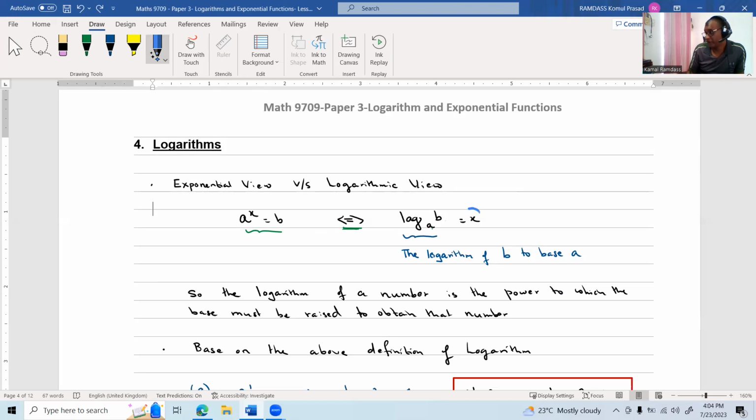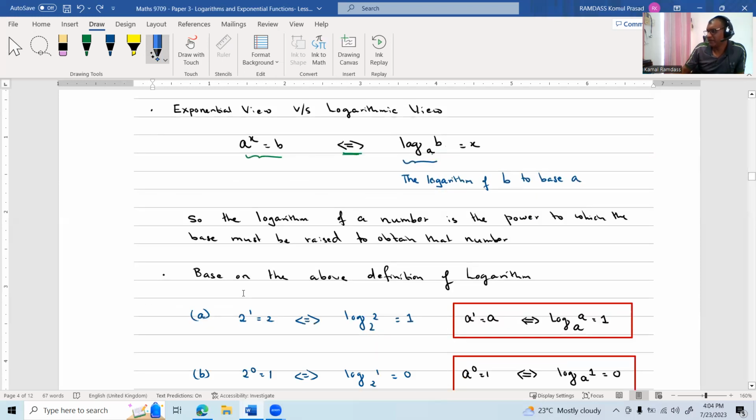So, si nous regardons bien, the logarithm, ça, x, c'est quoi? C'est la power-là. The logarithm is a power, is an index. So, the logarithm of a number is the power to which the base must be raised to obtain that number. Okay, ça c'est the definition of logarithm. And based on the above definition, nous sommes capables de trouver the laws of logarithm.